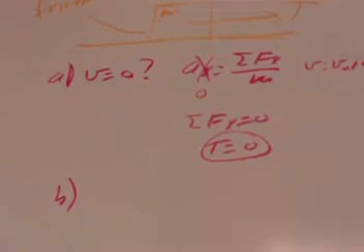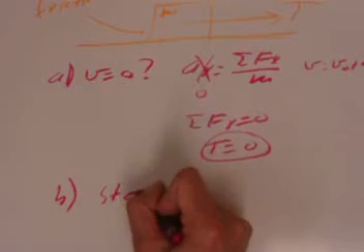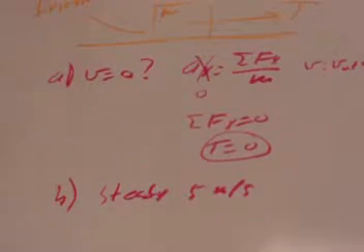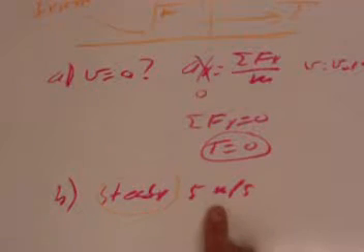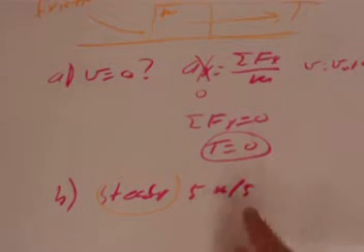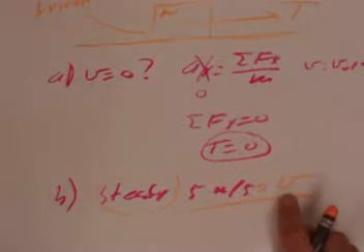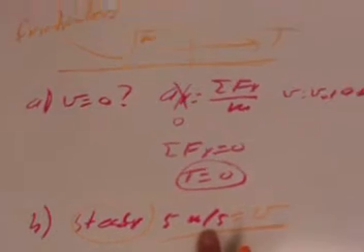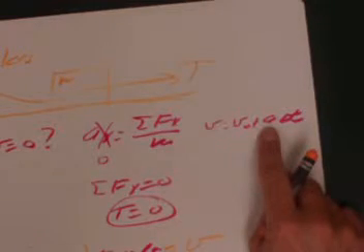How about part B? Part B asks: what if the box moves at a steady 5 meters per second? You have to read the words carefully. What does steady mean? Steady means it's at 5 meters per second and this number doesn't change. This number is a velocity, or a speed, however you like to think about it. If it's always going to be 5 meters per second, we're back to the same problem: if the speed's not going to change, the acceleration must be 0 once again.